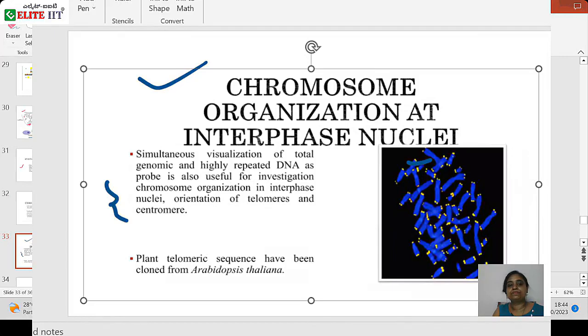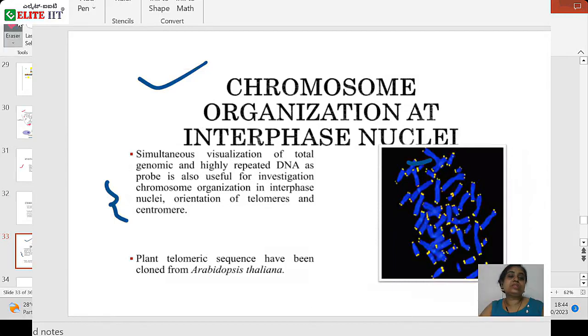You can give a separate color for the telomere region. The same strain can also be used, but the probe will be different. In this case, centromeres are there and you can visualize them. The telomere part is there plus the centromere part. Both you can visualize.